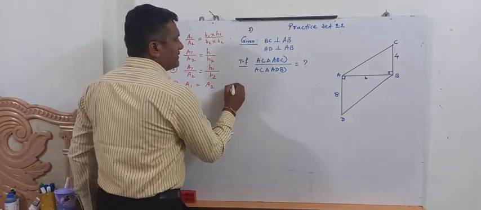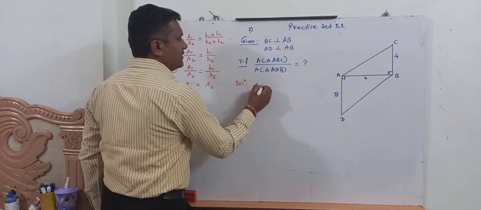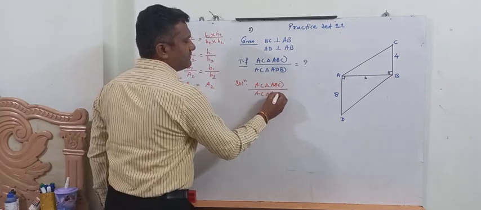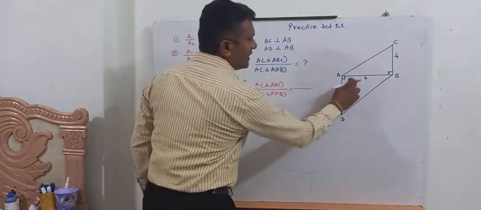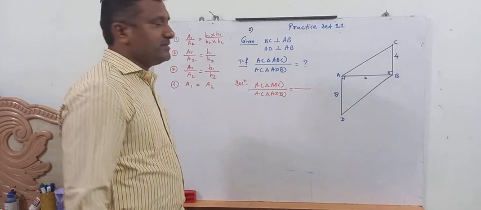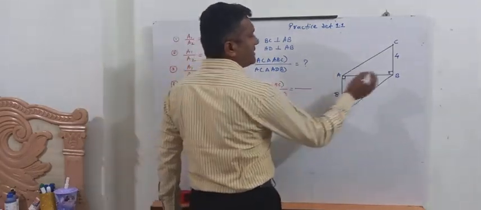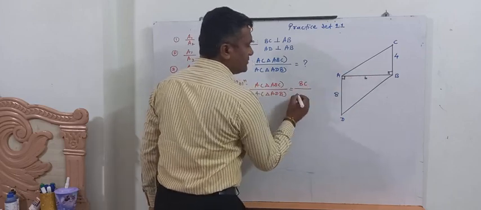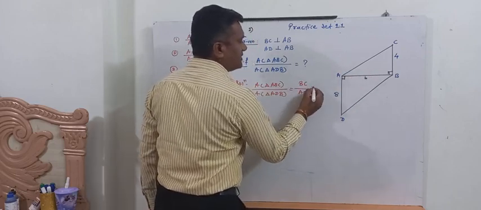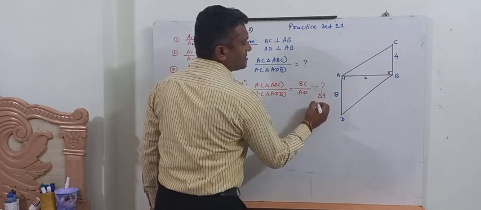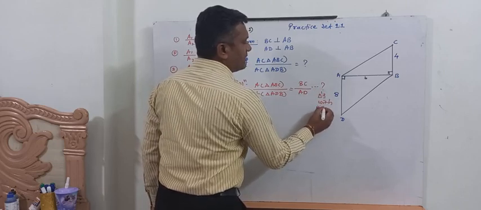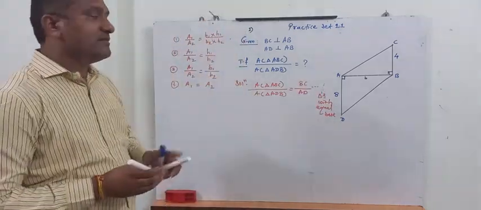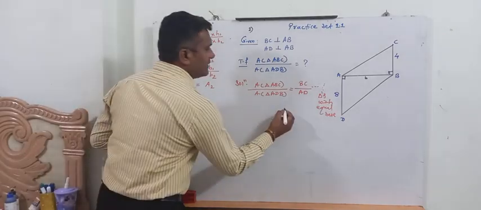So in this particular sum, simple solution, area of triangle ABC upon area of triangle ADB equals, now as I told you, what is equal? Base is equal. So quite natural, ABC की height कौन सी हो जाती है? BC हो जाती है. And triangle ADB की height कौन सी हो जाती है? AD हो जाती है. So what is the reason for this? Triangles with equal base.